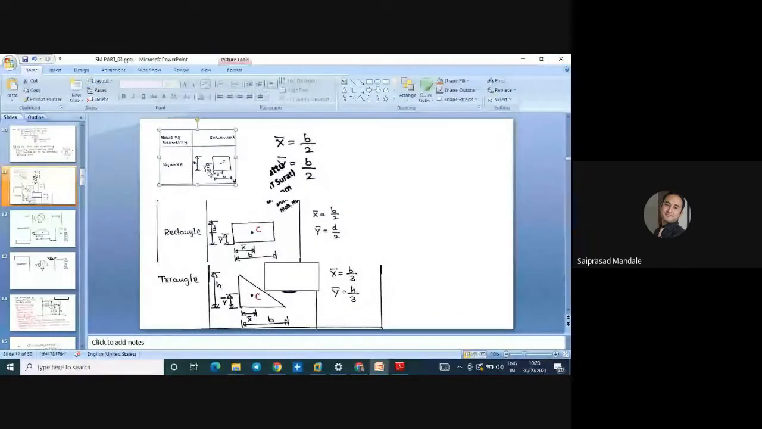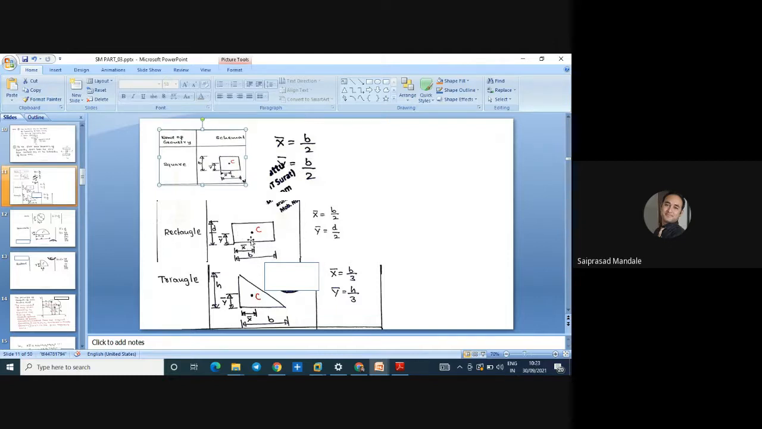There are a few sections and we are looking for their centroid. If there is a square, its centroid lies at a distance of half. So x bar lies at a distance of b by 2 and y bar lies at a distance of b by 2. So when there is a square section, its centroid lies at the center, that is b by 2 and b by 2. If there is a rectangle, there is b by 2 along the y-axis, and d by 2 along the x-axis.